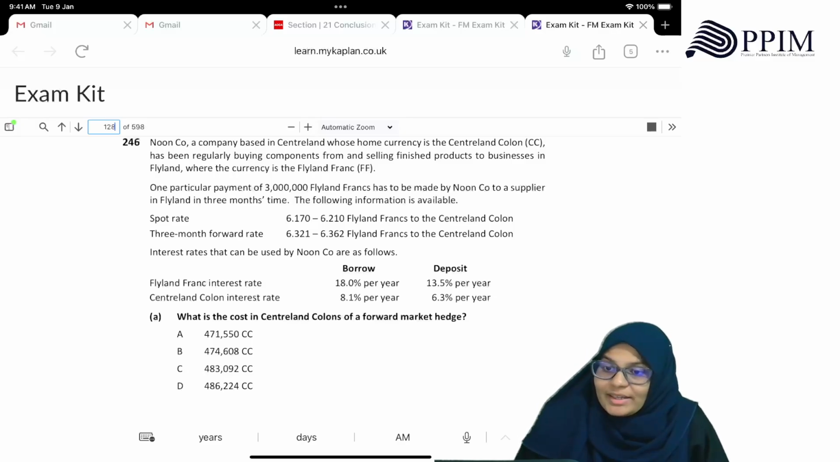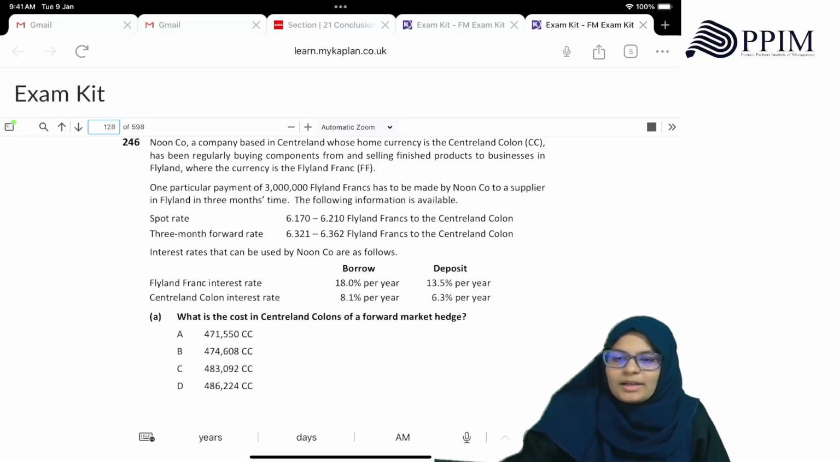And they are giving you the interest rates as well. So chances are that you have to do a money market hedge, because if not, they won't just give you interest rates there. Okay. What's the cost in Centerland colons for the forward market hedge?